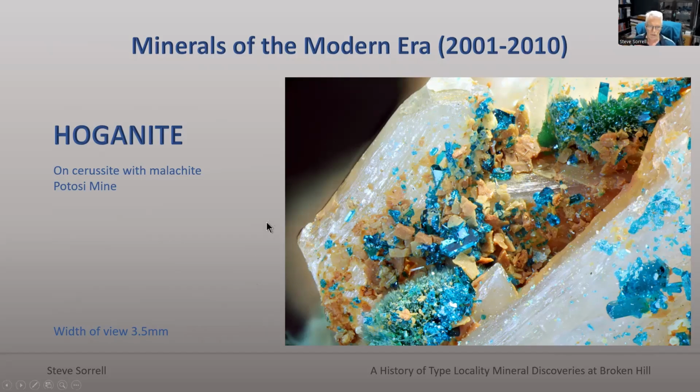So this is cerussite with malachite, and the blue mineral here is all hoganite. I had a look at this specimen. I was going to retake the photo. I had a look at it before I did the talk in September. And a lot of these crystals have gone slightly opaque, so they alter as well.